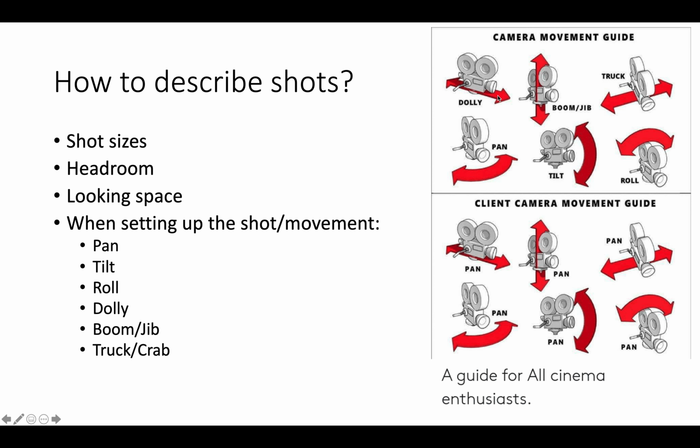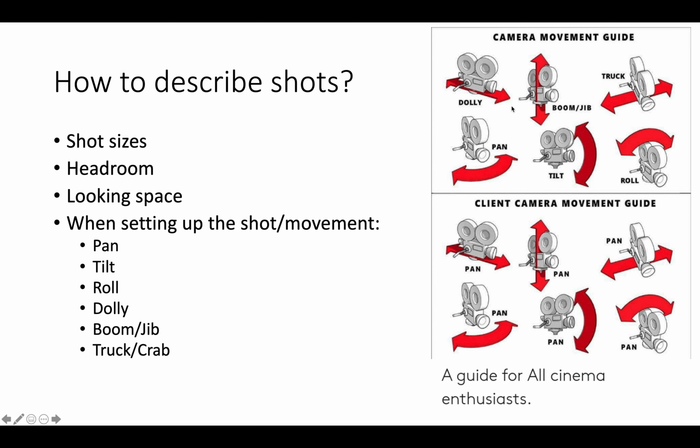So a dolly, this is moving the camera in and out along that kind of forward to back axis. A boom or jib is the camera moving up and down. And a truck or a crab is more of a side to side motion. Of course, there might be rotational movement thrown into a truck or a dolly or a boom/jib. So sometimes these things can be put together, but more often than not, keeping shots simple is more effective.